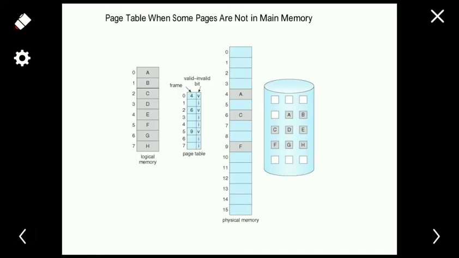Here suppose page B is not available in the main memory and the page fault occurred. So it searches the page table and page B is not available in the main memory. Since there is the invalid bit, it gets a page fault. Then for page B, it will search the disk, the hard disk. So it finds page B.